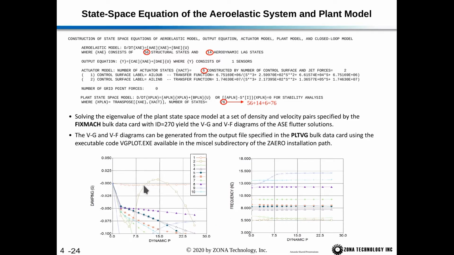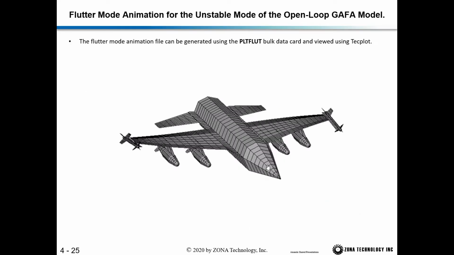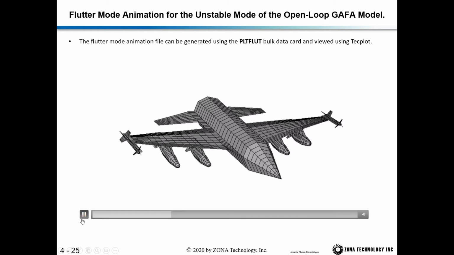So here graphically we can see we have an unstable mode right here. So we have a flutter mode right here. This is mode 2. And if we come over and look at the frequency, we can see the frequency is about 6 Hertz. Between 5.5 and 6 Hertz here is the flutter frequency. The dynamic pressure is around 10 or so. And I'm not sure what our units were. Must be psi. So here we have a flutter mode animation.